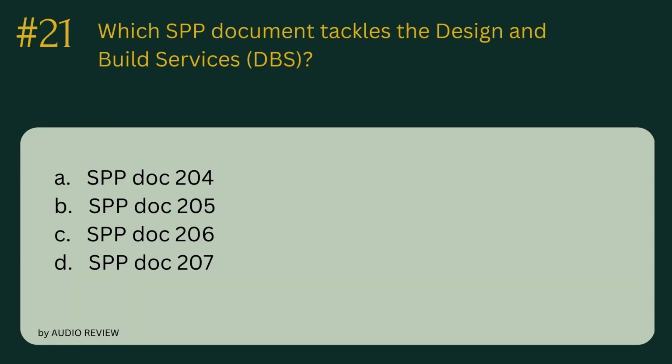Question 21. Which SPP document tackles the Design and Build Services, or DBS? A. SPP Doc 204. B. SPP Doc 205. C. SPP Doc 206. D. SPP Doc 207. The answer? It's SPP Doc 207. SPP Doc 207 is the Design and Build Services.